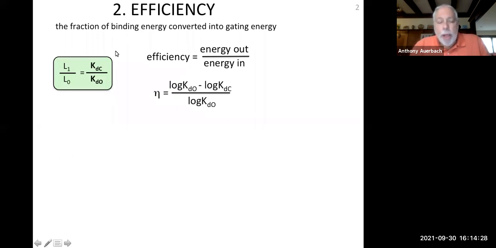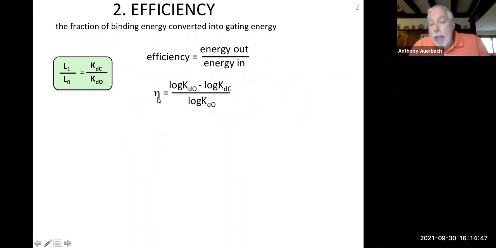So what are these values? Well, from the green equation, we know the energy out. The energy out is this ratio here. Energy is minus the log of an equilibrium constant, which is a ratio. So just taking the negative log of this, the numerator is the energy out. This is the numerator in energy terms. It's proportional to that.